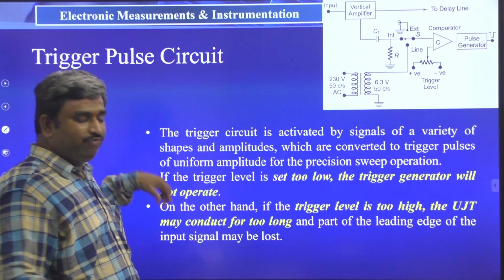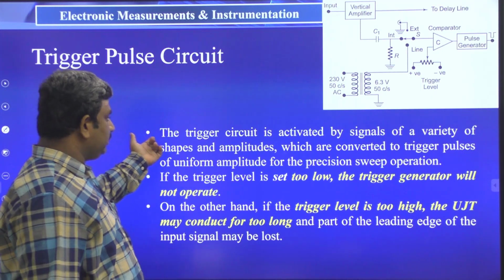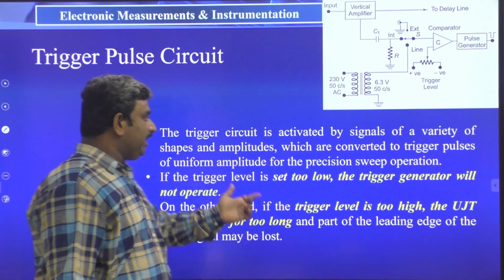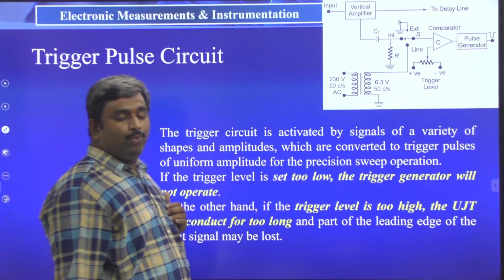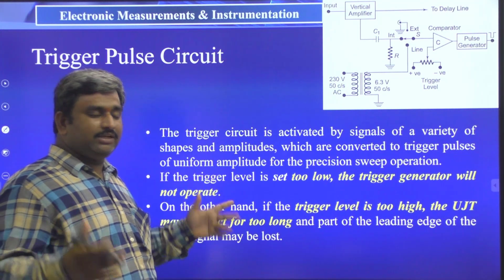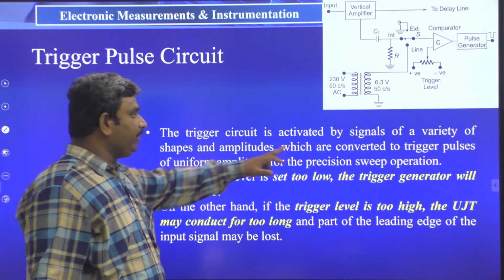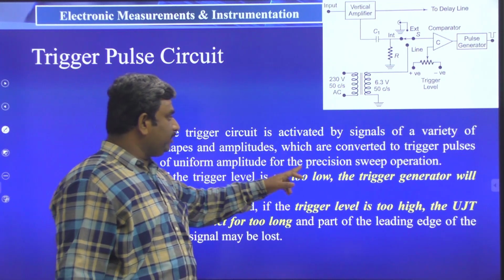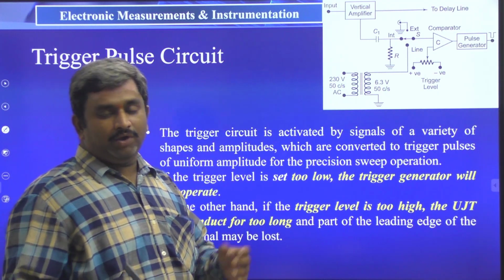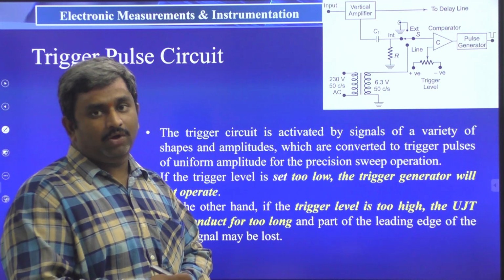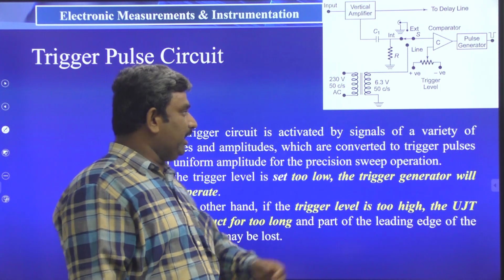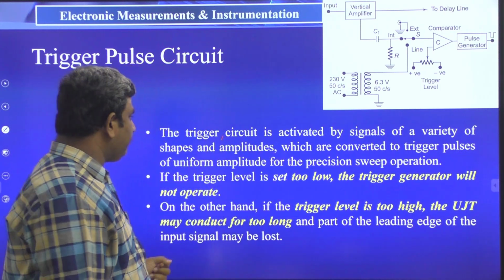So see here, the same information we discussed up to now is there. The trigger circuit is activated by signals of a variety of shapes and amplitudes. We can trigger with very different types of shapes, whatever signal you require, which are converted to trigger pulses of uniform amplitude for precision and sweep operation. Generally, we have a lot of input signals, and we are converting all the input signals into pulse signals. That is done with the help of this triggering pulse circuit.